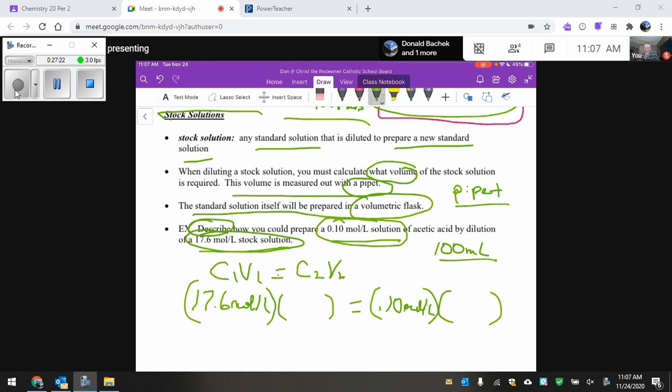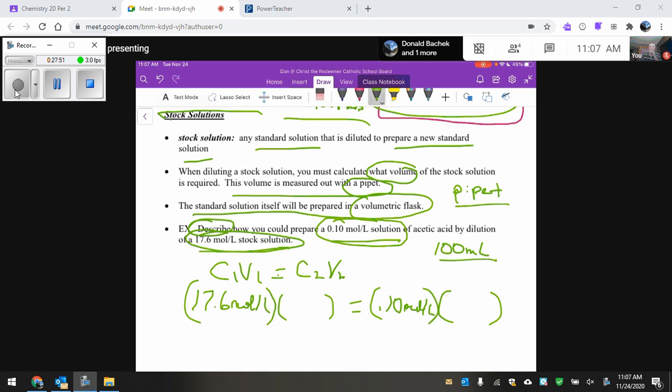I want you to think about this. Where does the 100 have to go? V1 or V2? Think about that for a second. Where does the 100 need to go? Because about 3/4 of you are probably going to put it in the wrong spot. Sorry, that's just true. Where does the 100 go?